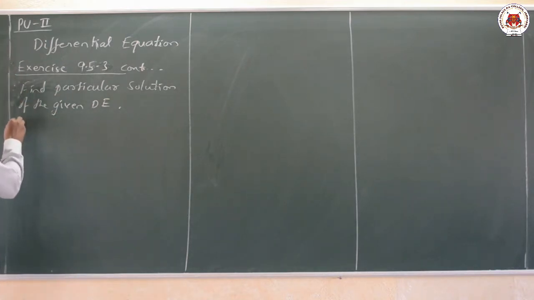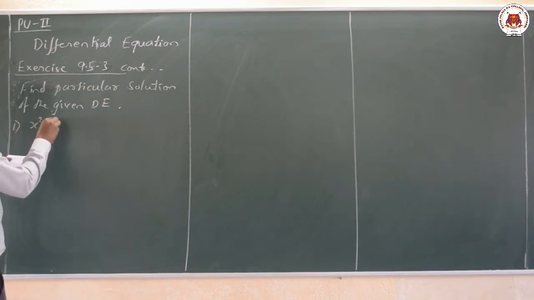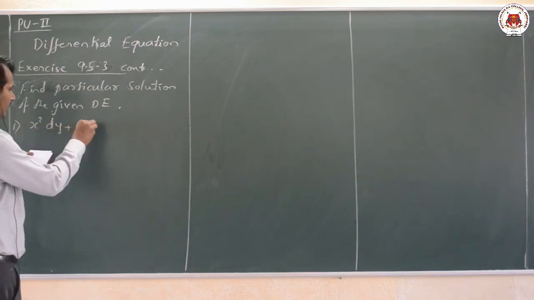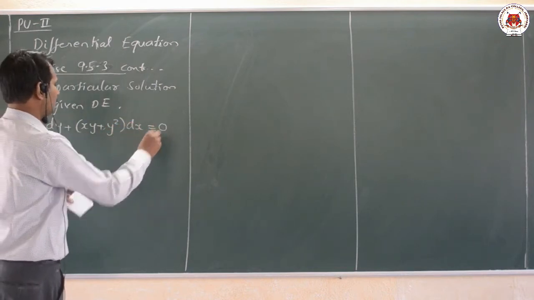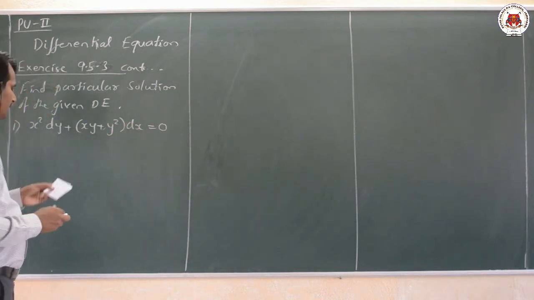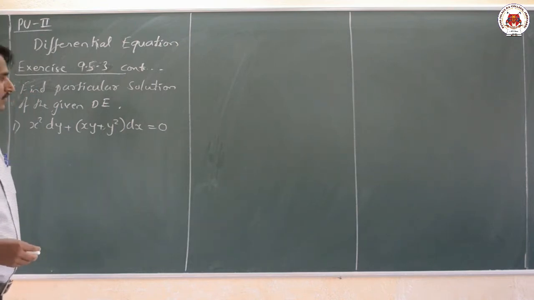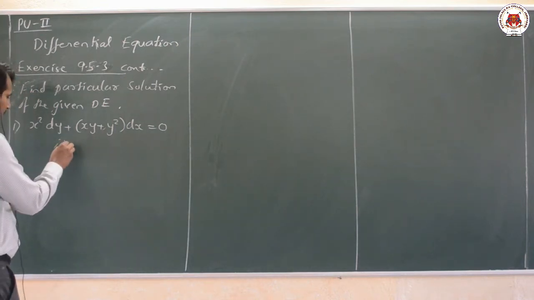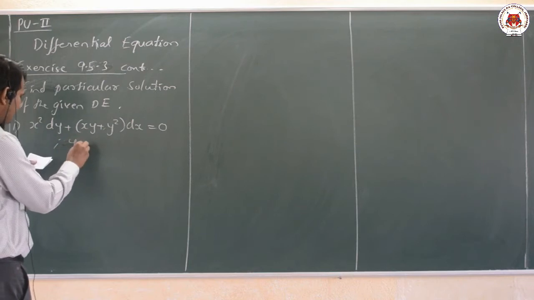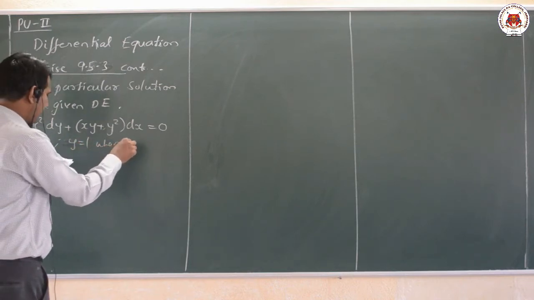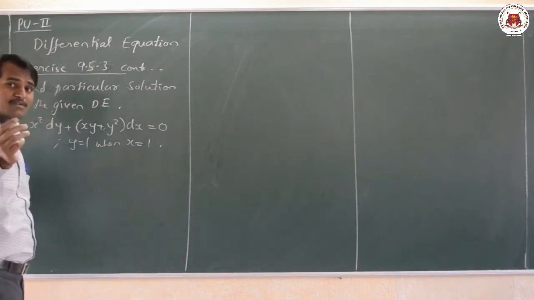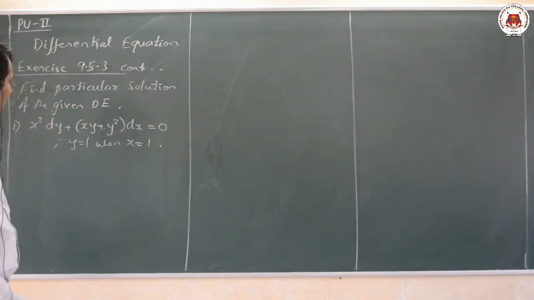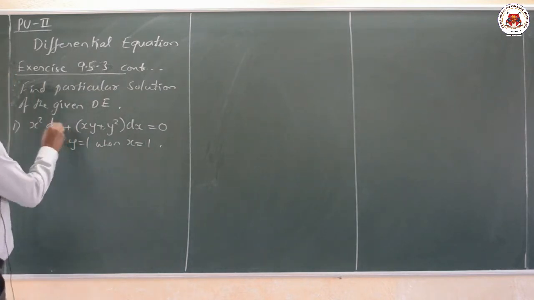Now let us start with the problem here, that is x square dy plus xy plus y square into dx equal to 0, given y is equal to 1 when x equal to 1. What is it? It is nothing but our conditions. The initial conditions he had given here. Now let us solve it. It is a very simple kind of problem here.